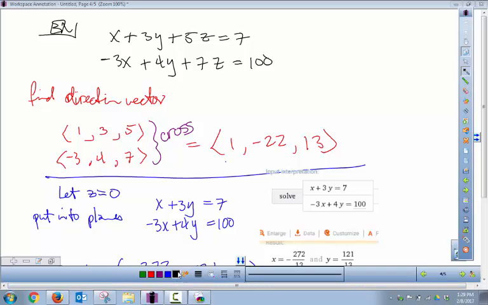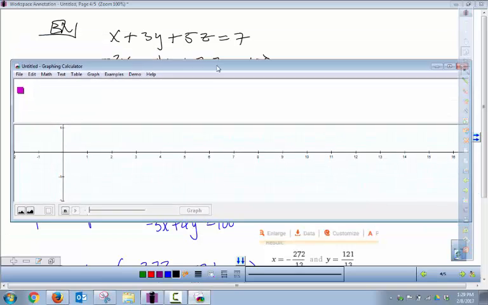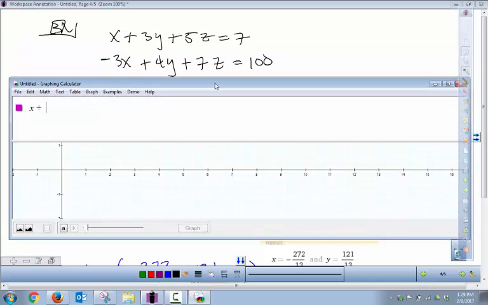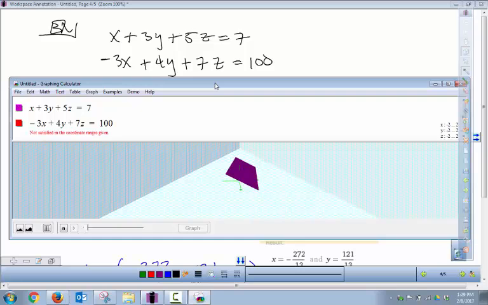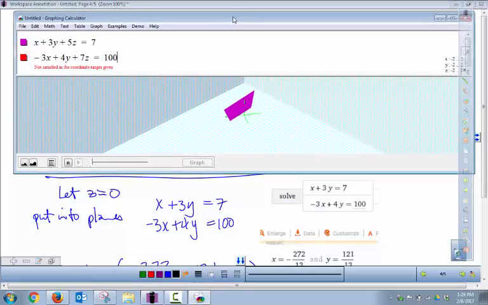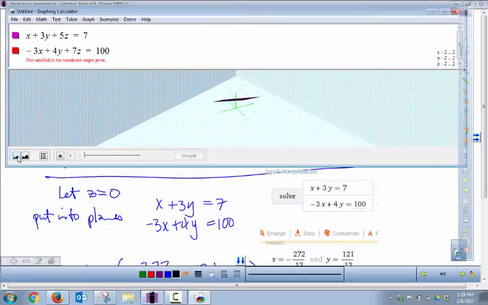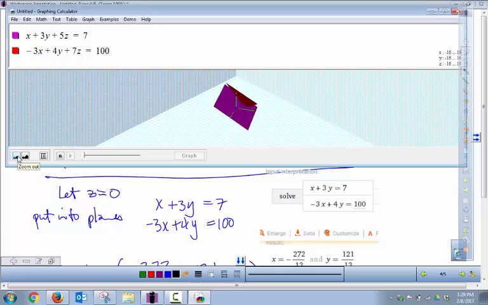Sorry, I'm going to move things around a little bit just so I can start getting the visual. So let's start off with the planes. So that 100 really puts a damper on things. Getting closer.